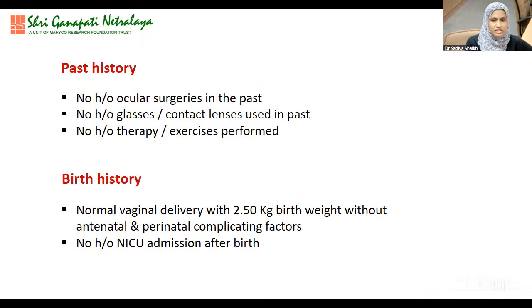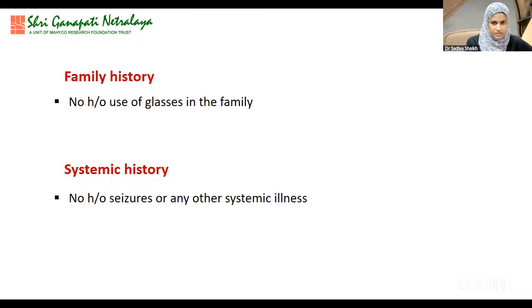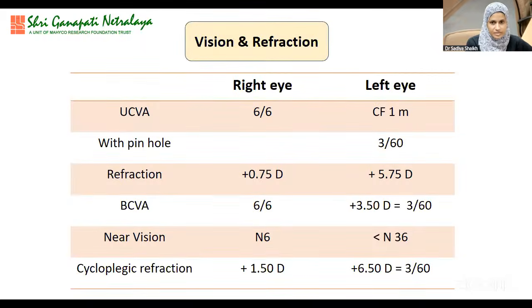Past history: there is no history of ocular surgeries performed in the past, no history of previously used glasses or contact lenses, no history of any therapy or exercises performed in the past. Birth history: patient had normal vaginal delivery with a 2.5 kg birth weight without any intranatal and perinatal complicating factors. There is no history of NICU admission after birth. Family history: there is no history of use of glasses in the family. Systemic history: there is no history of seizures or any other systemic illness.